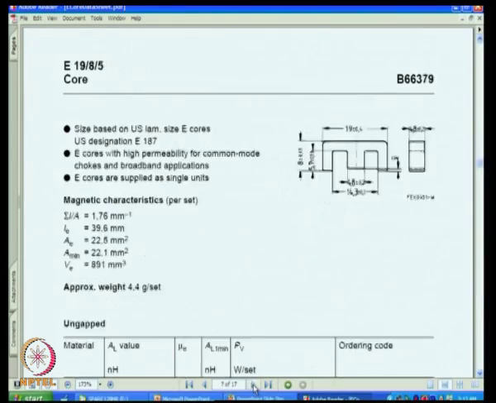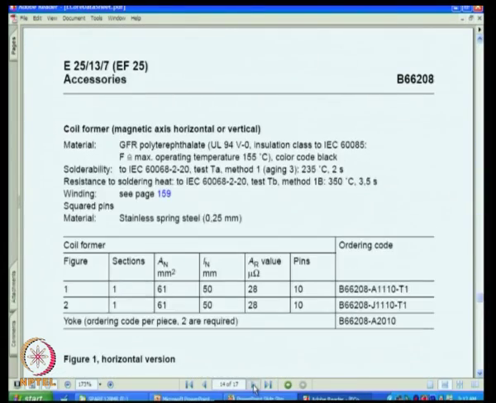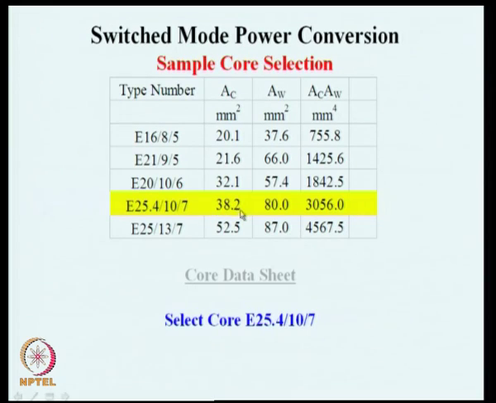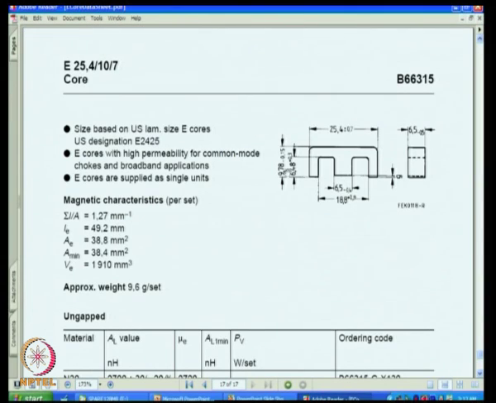You will see that this is the one. You can see that it has a core area of 38.8 mm square, and a window area of 80 mm square. The product of that is 3056, and this is a suitable core, and that is what we select. Go back again. So, this core has dimensions 25.4 from end to end. Two such E's if you put, it will have 9.7 and 9.7, roughly 20 millimeter.